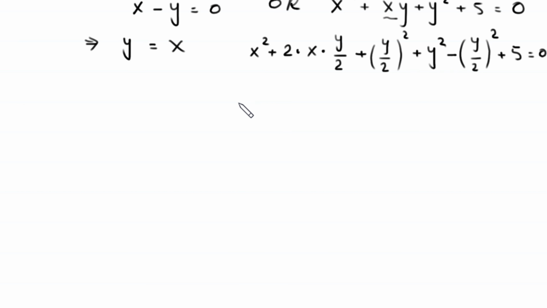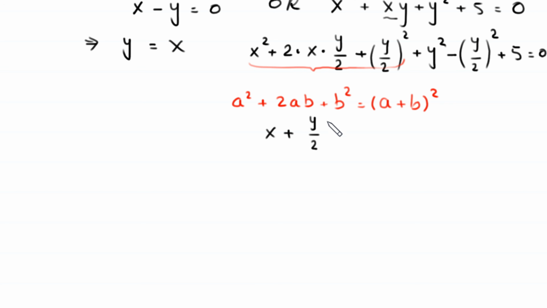Now by using this algebraic identity a squared plus 2ab plus b squared equal to a plus b whole squared, this x squared plus 2 times x times y over 2 plus y over 2 whole squared will become x plus y over 2 whole squared plus this y squared, and this negative y over 2 whole squared will become negative y squared over 4 plus 5 equal to 0.